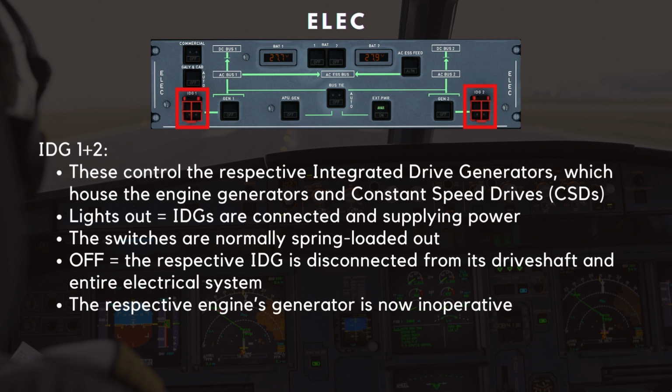Next is the IDG1 and IDG2 push buttons. These control the respective integrated drive generators, which house both the engine generators and their constant speed drives. In the normal lights-out position, the IDGs are connected and supplying power. The switches are normally spring-loaded out. When selected off, the respective IDG is disconnected from its drive shaft, and therefore the entire electrical system. The respective engine's generator is now inoperative.